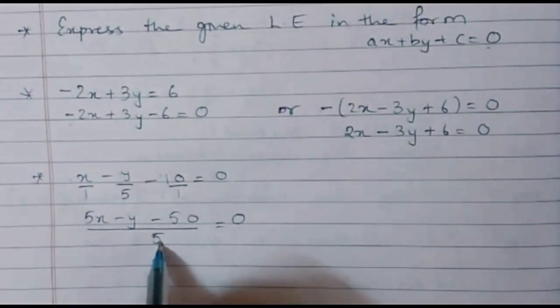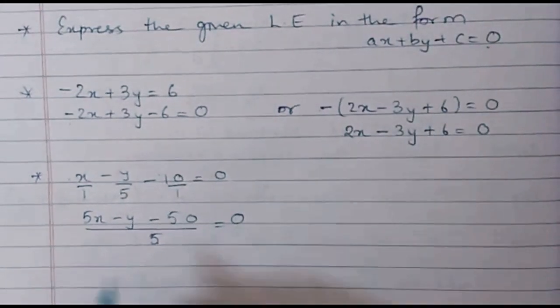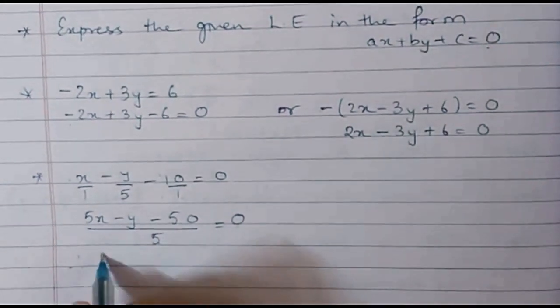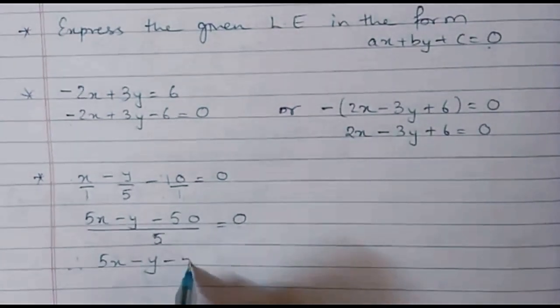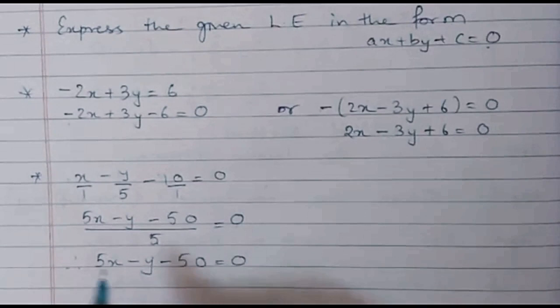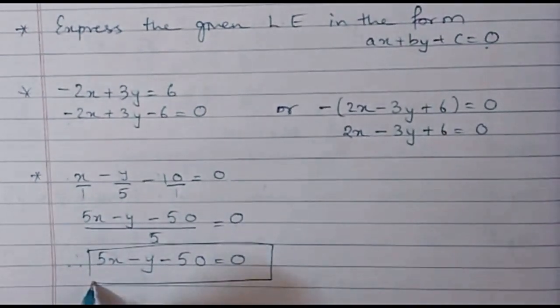The 5 which is in the denominator on the left will go in multiplication with 0, and so the standard form will be 5x minus y minus 50 is equal to 0 into 5, that is 0. So this is the standard form.